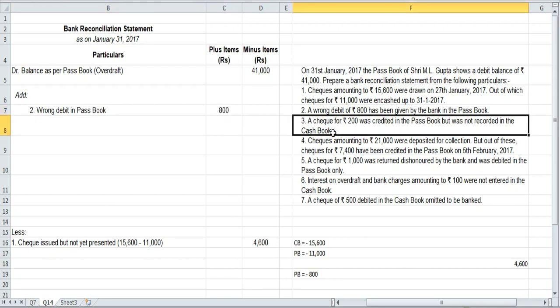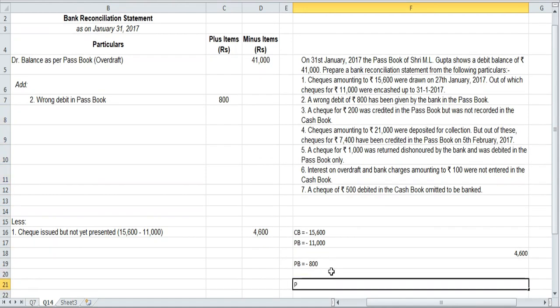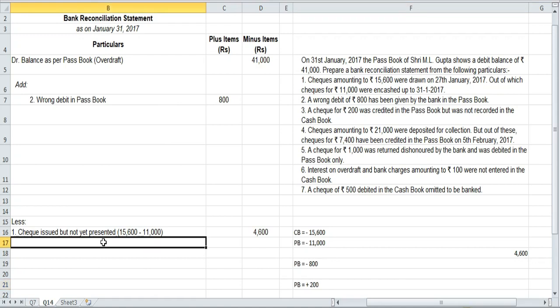Number 3. A check for 200 was credited in the passbook but not recorded in cash book. Okay, that is 200 rupees. So here in the passbook it was credited. That means in the passbook 200 rupees was credited, but in the cash book it is not credited. So passbook is up by 200, so to match with the cash book, you'll have to bring it down.